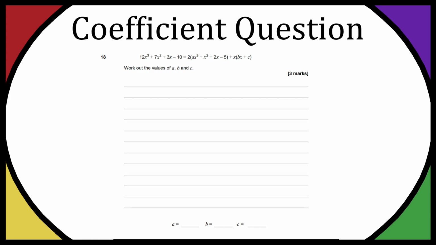Now you can do this in a couple of different ways. The way I've chosen to do it is expand out the right-hand side, and then from there we're going to group the like terms together, and then compare them to the left-hand side and say, what values of a, b, and c do we need to make this correct? So expanding out the right-hand side, we have 2 times everything in the first bracket, and then x times everything in the second bracket.